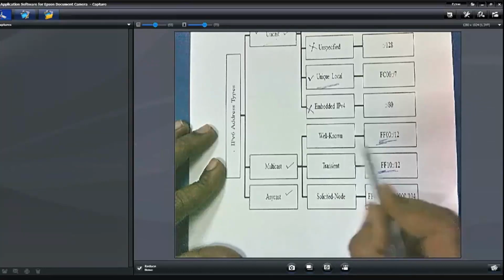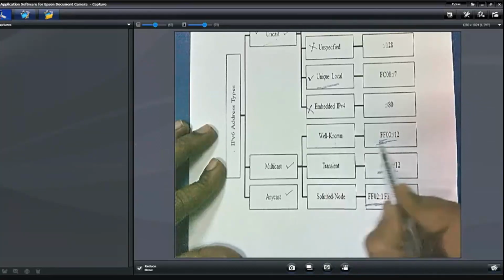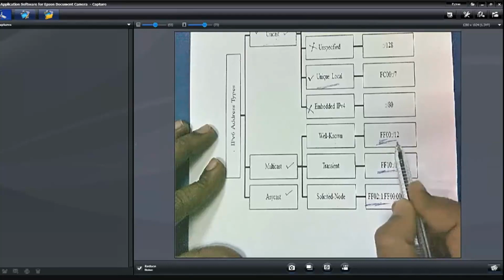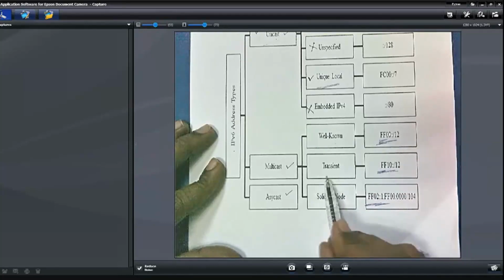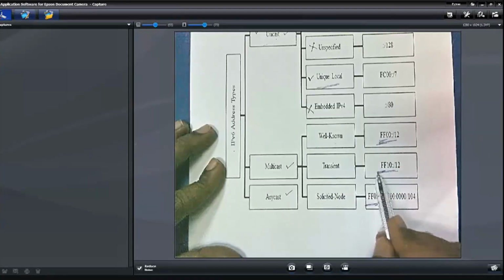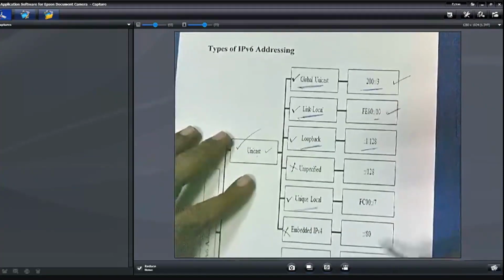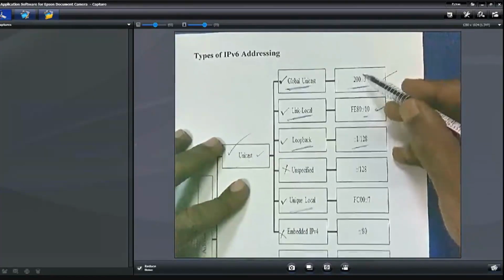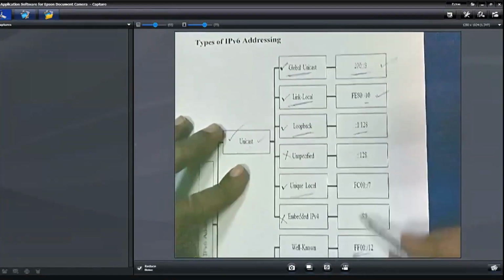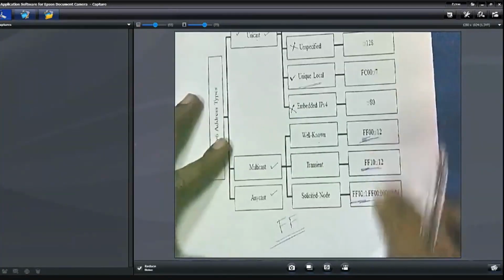So the well-known IP address means well-known multicast, FF00. Transient multicast is FF10. Solicited node is FF02. So what is the very simple hint? You will always have FF. The multicast address will always start with FF. Any other address will not start with FF. So if it starts with FF, it is going to be multicast.